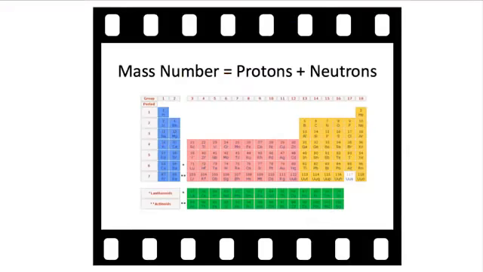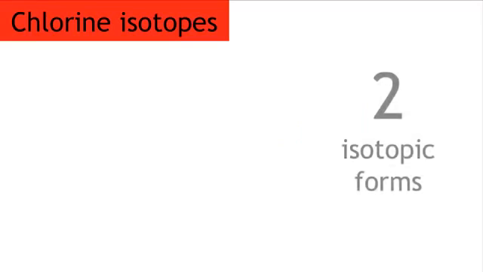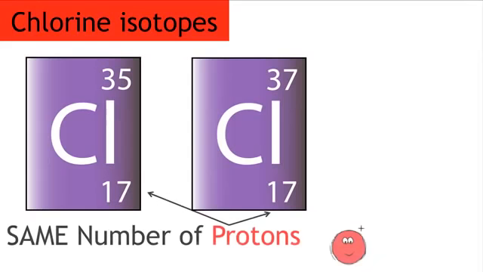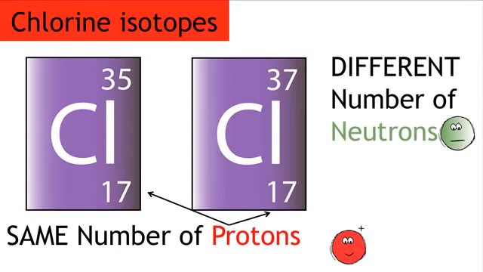In a previous video, we learnt about isotopes. Here are a few more examples. There are two isotopic forms of chlorine, chlorine-35 and chlorine-37. Remember, isotopes have the same number of protons but a different number of neutrons. So how many neutrons are in each isotope of chlorine?